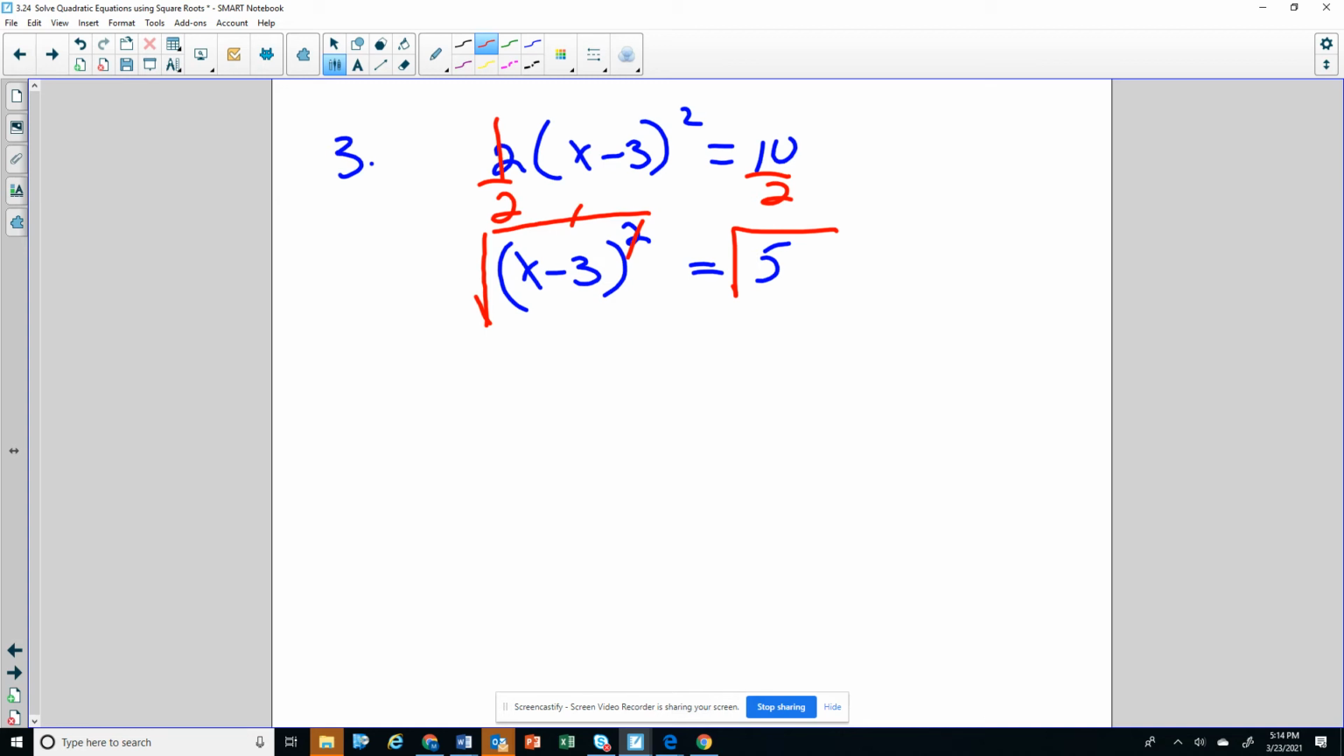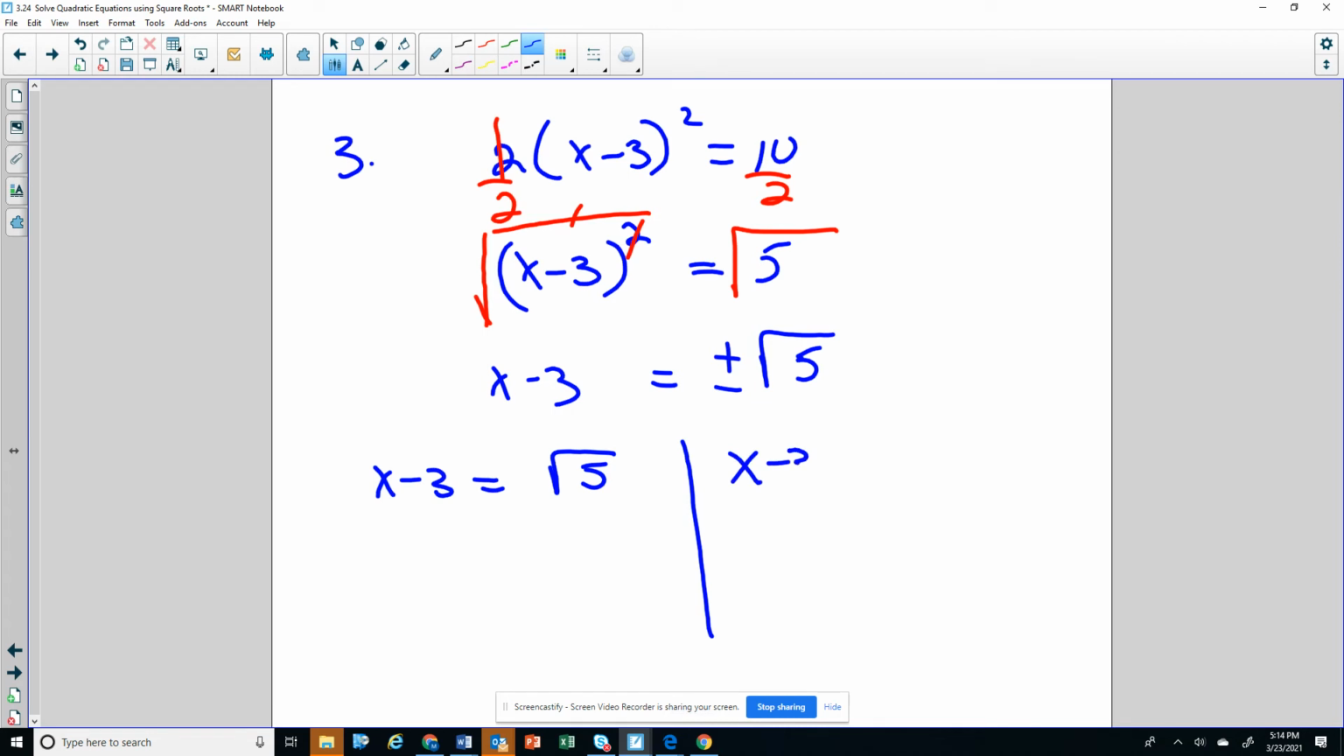That cancels the 2 right there, so I'm left with x minus 3 on the left side, and that is equal to, remember now, I'm going to get 2 answers: a positive square root of 5 and a negative square root of 5. I write this as plus or minus the square root of 5. So I'm going to have 2 equations: x minus 3 is equal to the positive square root of 5, and x minus 3 is equal to the negative square root of 5.